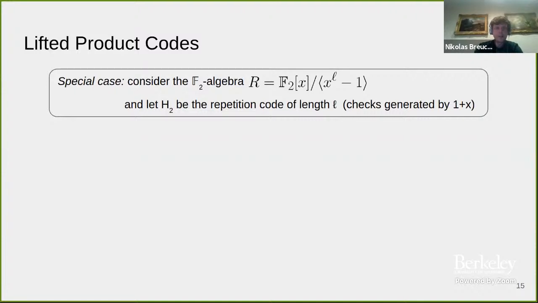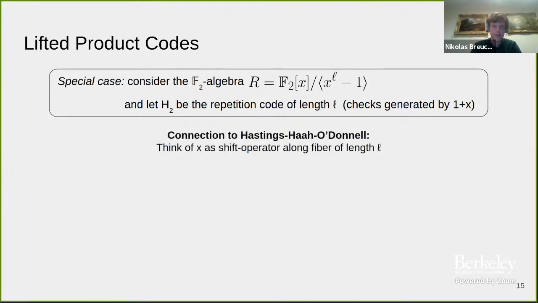And we can consider a special case. The special case is the F2 algebra, which is generated by a single element of order L. We just take this as the algebra, and as the second code, we again take a repetition code of length L. So the checks are just generated by the algebra element 1 plus x. You could think of this as the nearest neighbor parity checks of the repetition code.